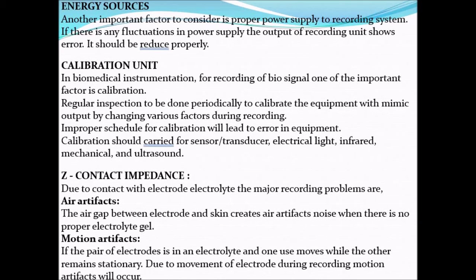Because when we move the electrode on the surface of skin with more hair, there will be a noise from the hair. And there will be some air bubbles also. Air bubbles in the sense, if we move, there will be some air in between the electrode and the surface of the skin. All these things can be reduced, that is air artifacts and motion artifacts. Air artifacts is the gap between the electrode and the skin. Motion artifacts occur when, with a pair of electrodes, one moves while the other remains stationary. Due to the movement of the electrode during the recording, motion artifacts will occur.